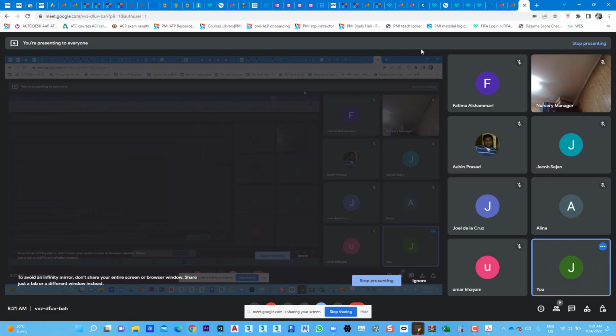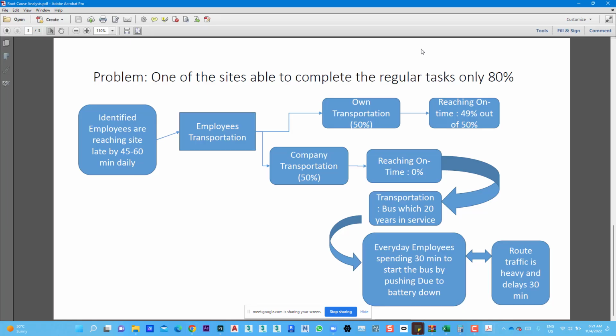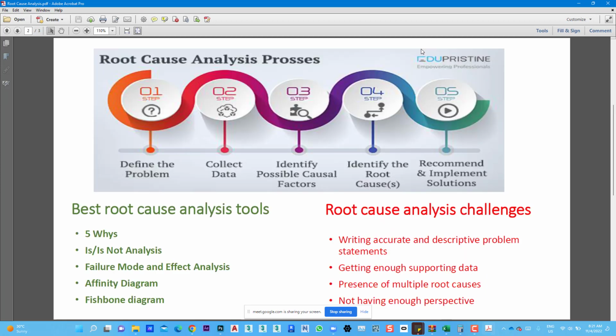I have a question. You had a demonstration of this example, and the previous slide was talking about the tools for root cause. So which one was applied to that example? This one was applied first of all, 5 whys.